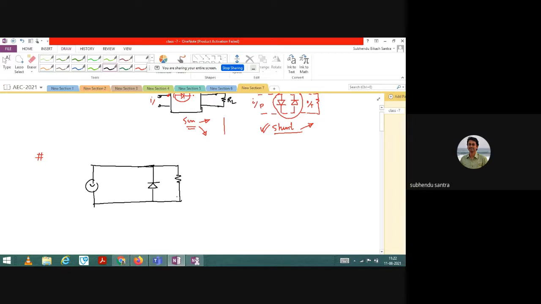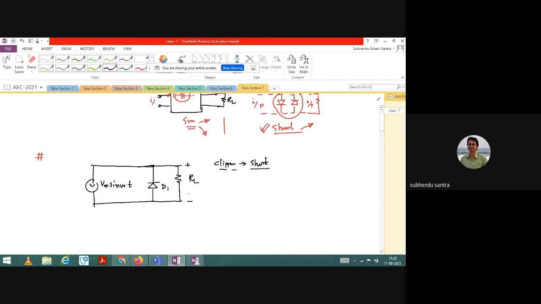Sometimes this type of circuit is given to you. So this is the RL circuit, and slowly I will make things complex, with source Vm sin(omega t). First of all, this is a clipper circuit, and it is a shunt clipper. Why shunt clipper? I already explained. Now the question is whether it is a positive one or a negative one.